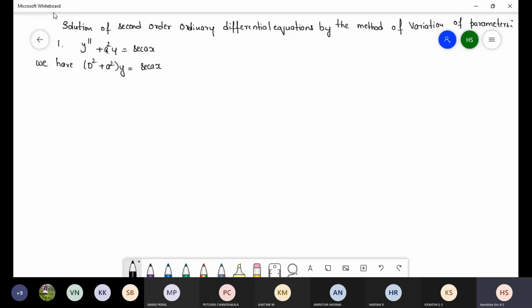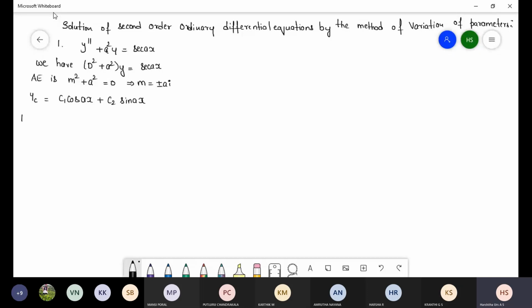Next, the auxiliary equation is m square plus a square is equal to 0. That implies m is equal to plus or minus ai. This comes under case 3, that is complex roots. So yc is equal to c1 cos ax plus c2 sin ax. So up to here it is the same.